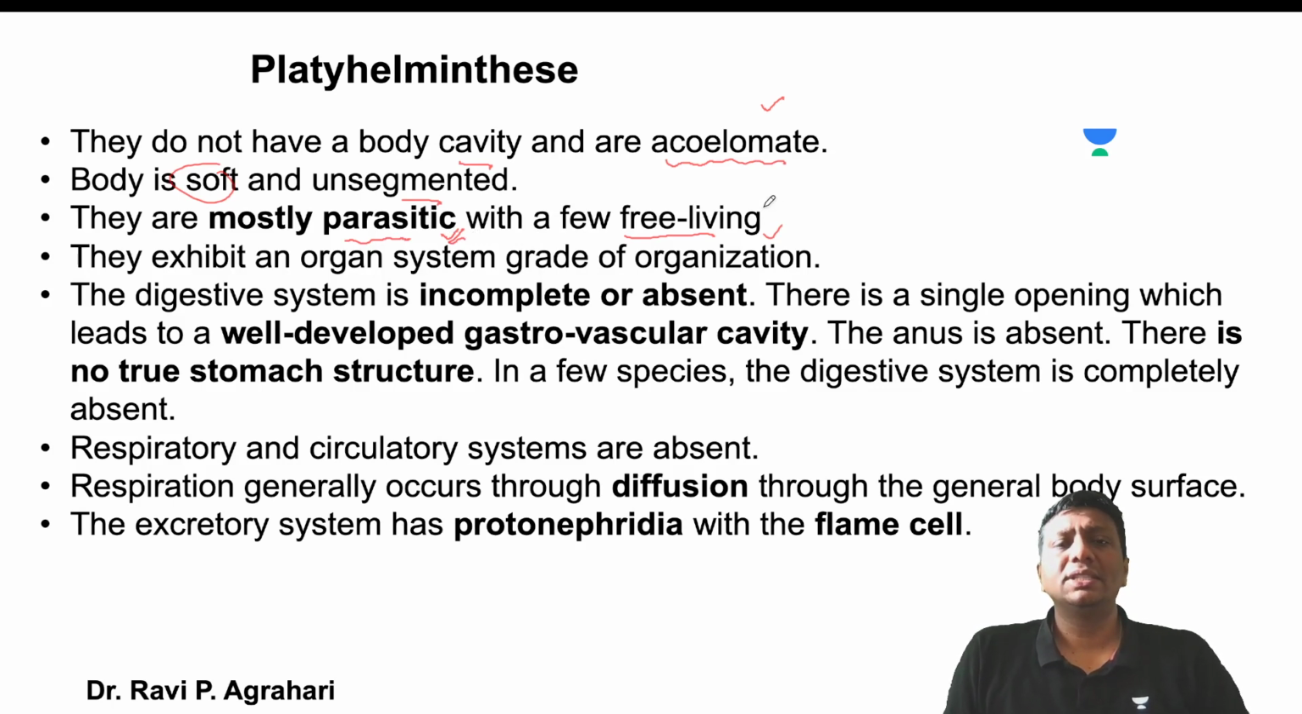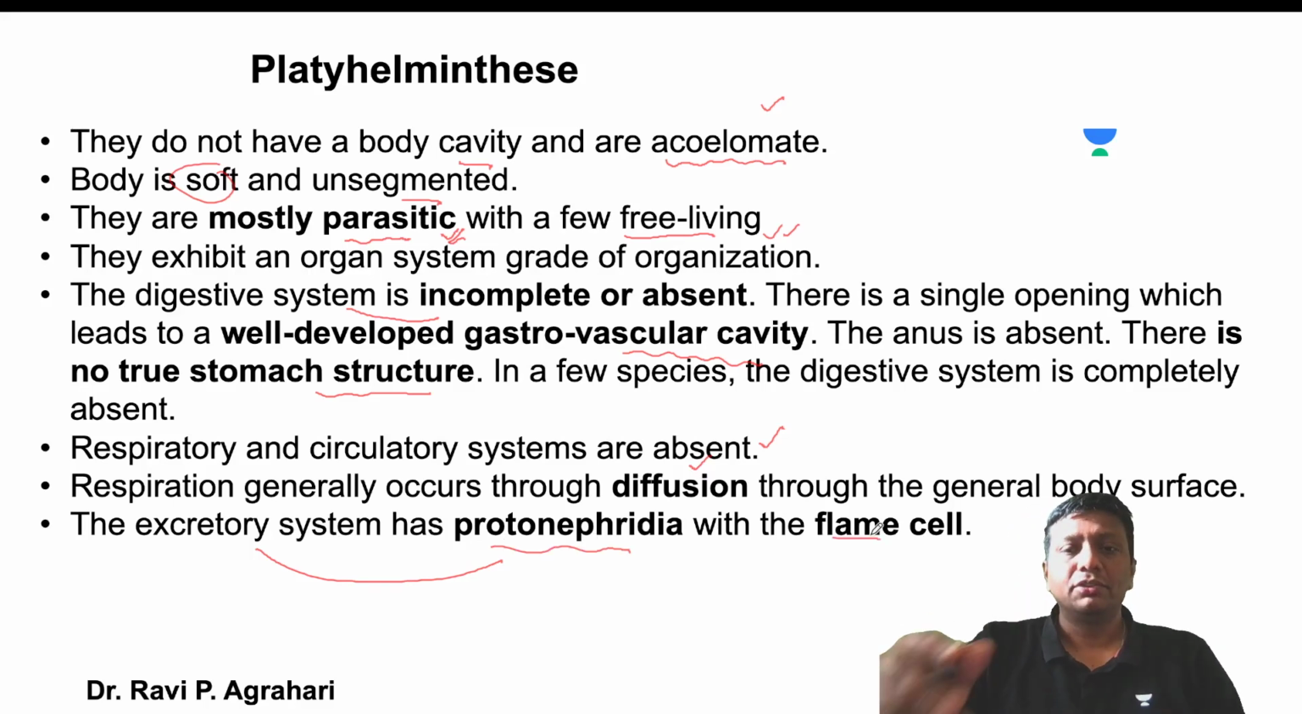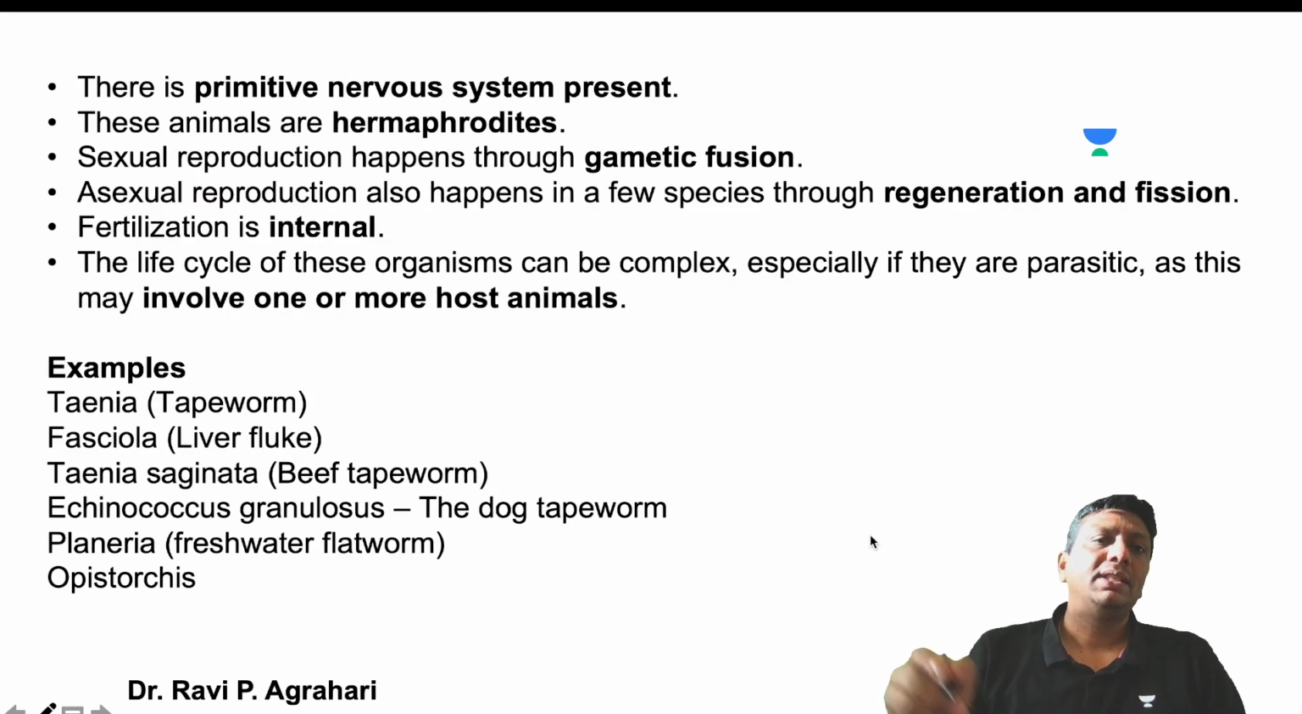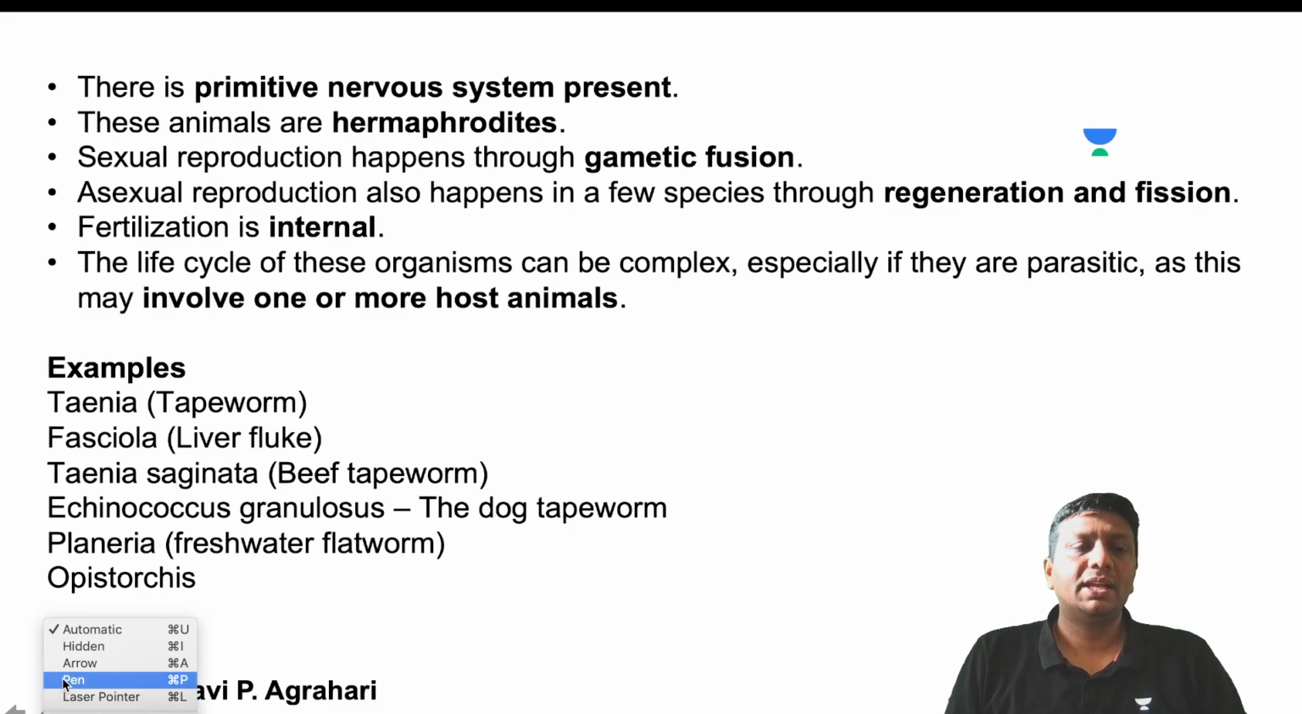They have proper organ system grades of organization. No proper digestive system is there. There is a single opening which leads to the well-developed gastrovascular cavity. No true stomach structures are there. Respiratory and circulatory systems are absent. Respiration happens with the help of diffusion, and for the excretory system they have structures called protonephridia and flame cells. So protonephridia with flame cell type structures is the excretory system part in the Platyhelminthes members. There is a primitive nervous system present in the Platyhelminthes members.